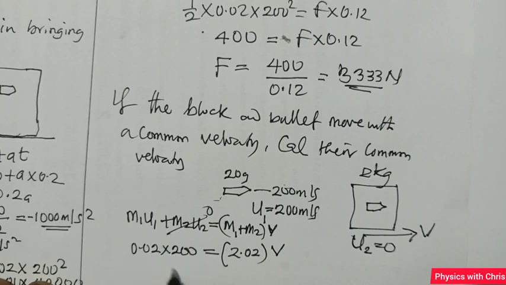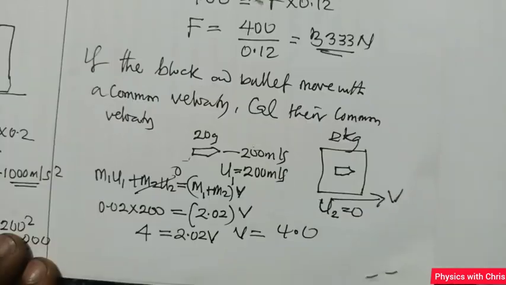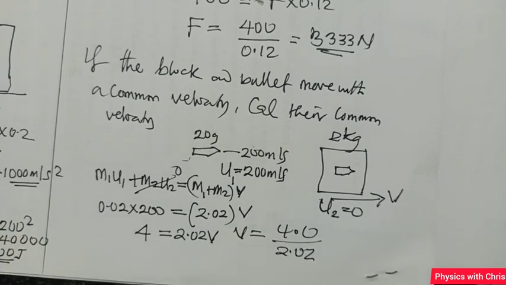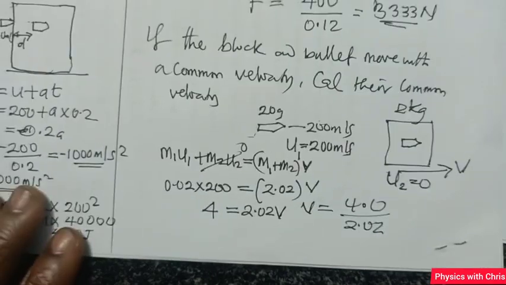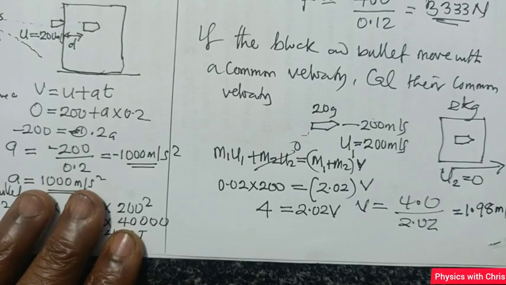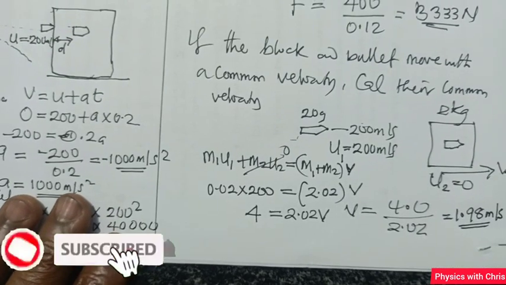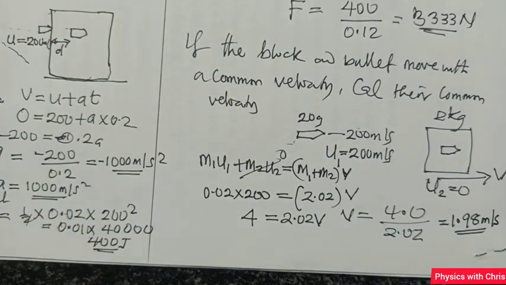So this gives me 4 is equal to 2.02 times the final speed. Therefore, the final speed is 4 divided by 2.02. So I quickly divide that. 4 divided by 2.02 gives me 1.98 meters per second. That means both block and bullet will begin to move together with a speed of 1.98 meters per second. Okay, so that is that for this question. And then in the next video, the applications of Newton's third law of motion. See you in the next video.